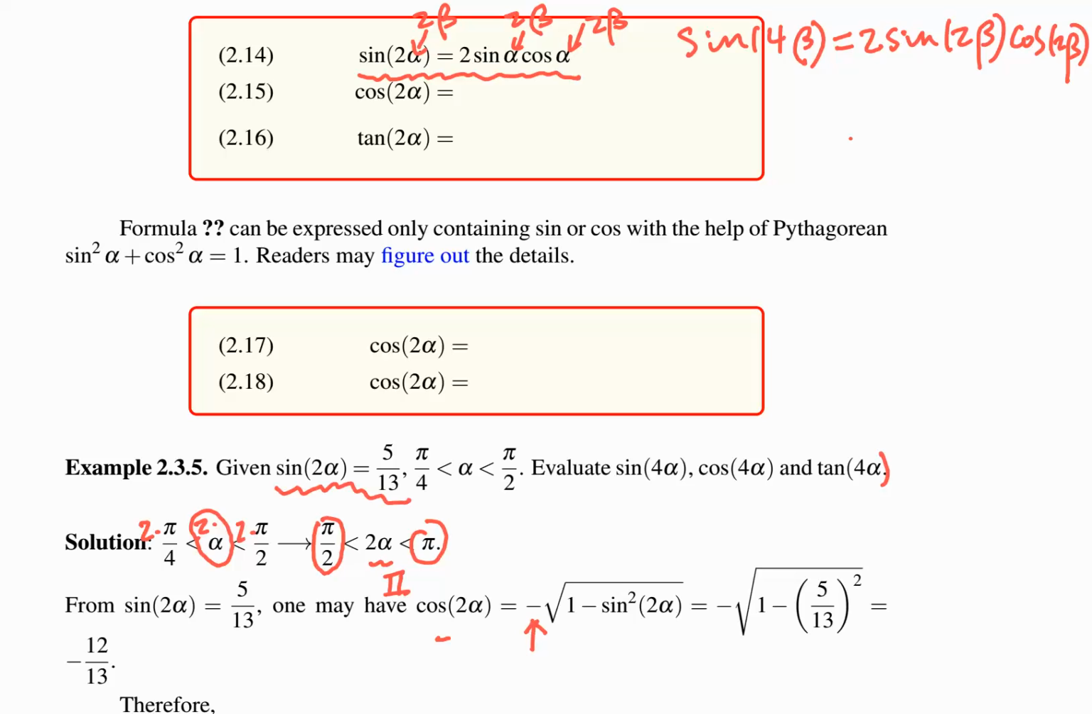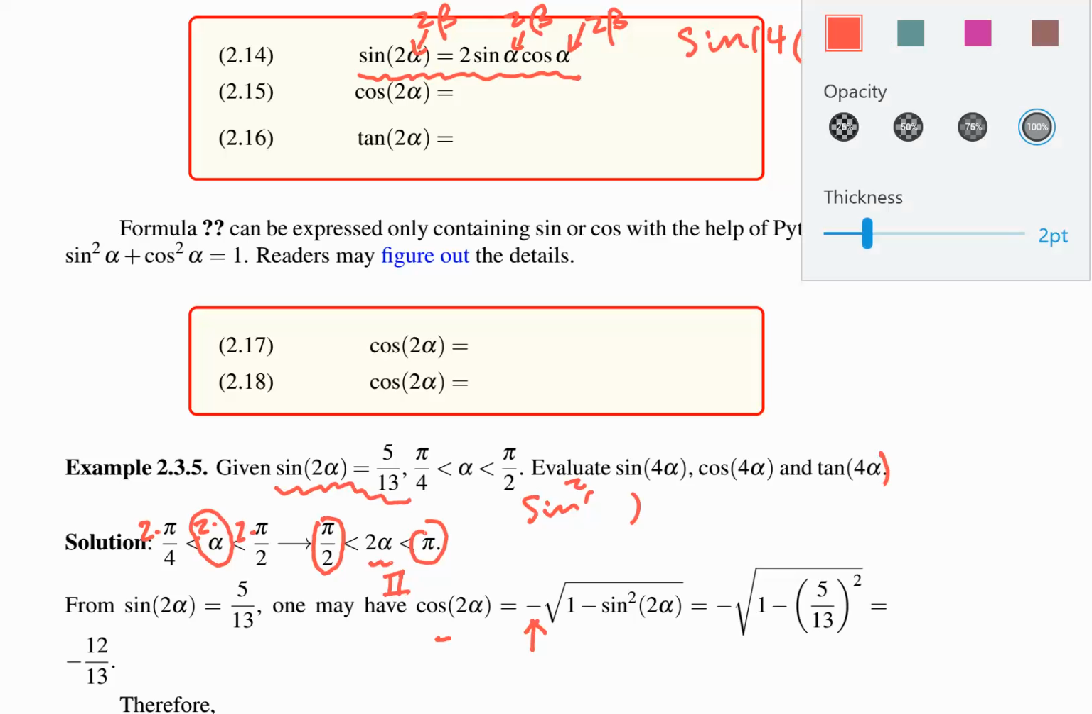Okay. How did we get cosine 2 alpha equals negative radical 1 minus sine 2 alpha squared? Let me erase that. I wrote beta. So let me erase that. Okay, and go back.